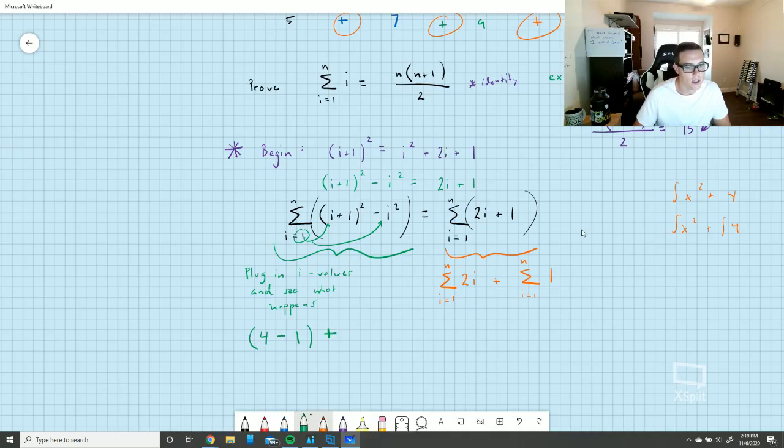I'm going to keep it separate. Plus, let's plug in 2 now. 2 plus 1 is 3. 3 squared is 9. Minus, plug in 2, you get 4. Plus, let's plug in 3. 3 plugged in gives me 4 squared, which is 16, minus 3 squared is 9. Plus, the next one's going to be 25 minus 16. Plus, on and on and on.